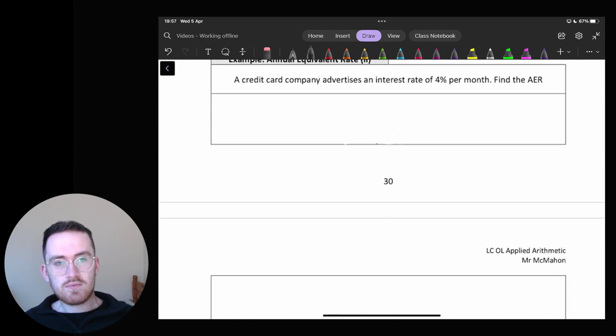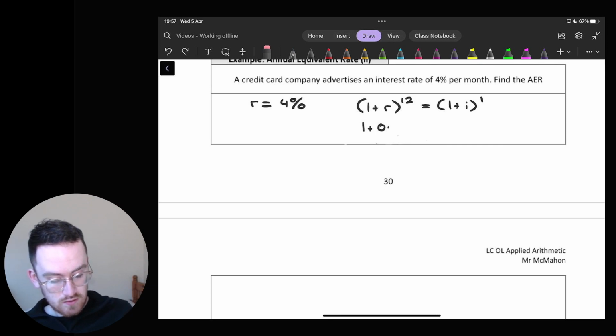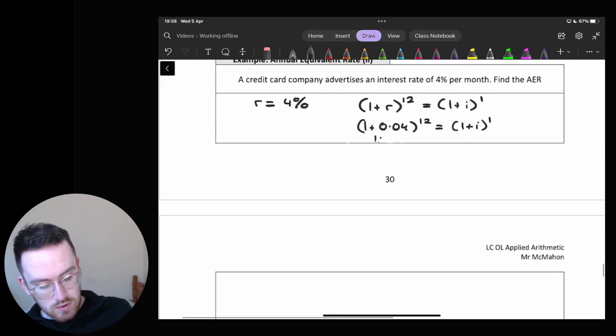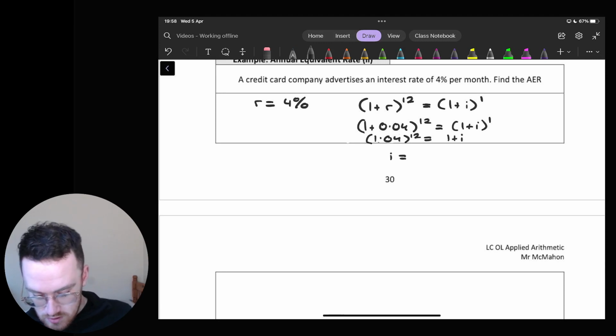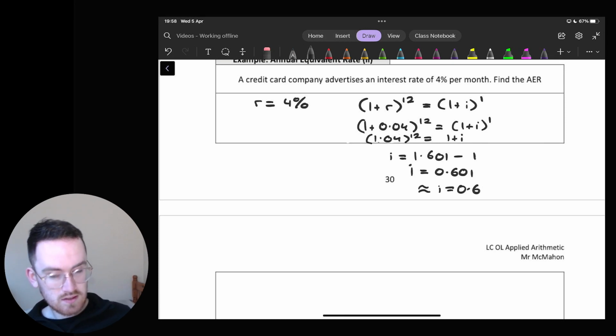For example, this one: a credit card company advertises an interest rate of 4% per month. Find the AER. So the rate per month is 4%. And obviously, if I take 12 months, that's the same as 1 year. So 1 plus 0.04, now 4% obviously is 0.04, so we have to be careful with that, to the power of 12 is 1 plus I, to the power of 1. So that's 1.04 to the power of 12 is equal to 1 plus I. I is 1.04 to the power of 12 minus 1, so 1.601 minus 1. So I is 0.601, which again is around about 0.6.